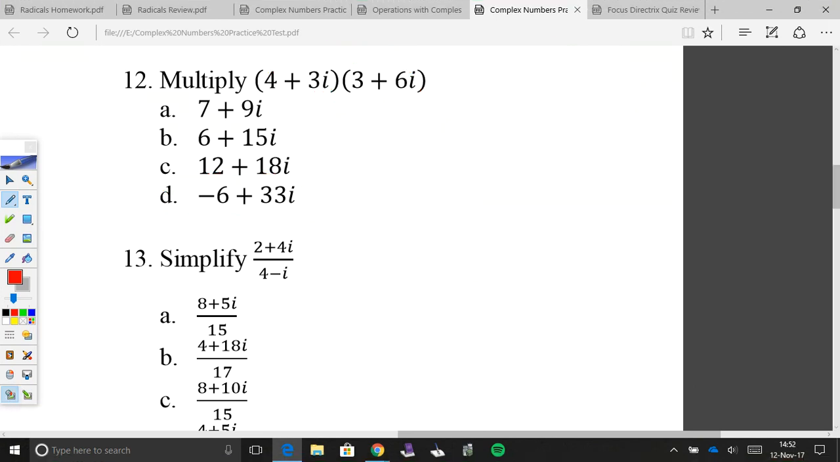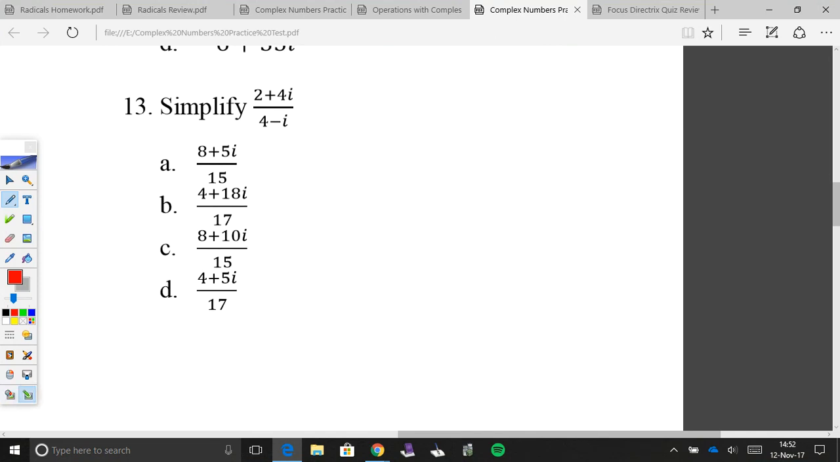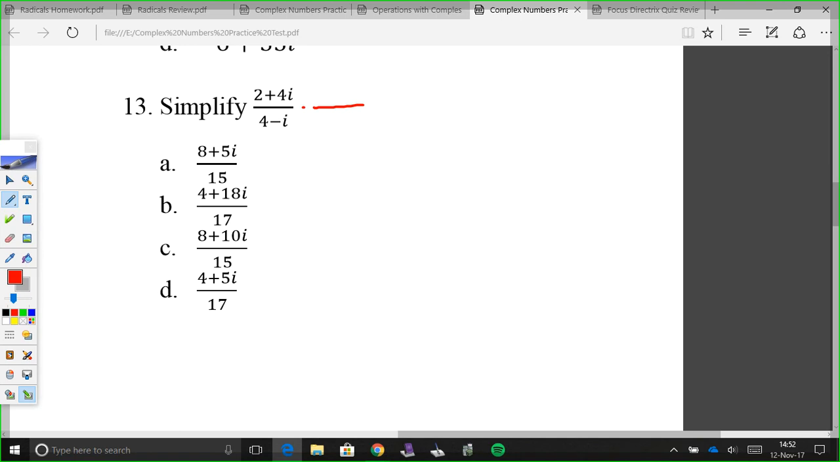Now number 13. The idea of this problem is you have to multiply the top and bottom by the conjugate of the bottom. So remember the conjugate we just mentioned up there, number 7 or 8? The conjugate, you just change the sign to the imaginary part. So the conjugate of 4 minus i is 4 plus i. So I'm multiplying the top and bottom by 4 plus i. I'm going to put these in parentheses because it helps me visualize things a little bit better.